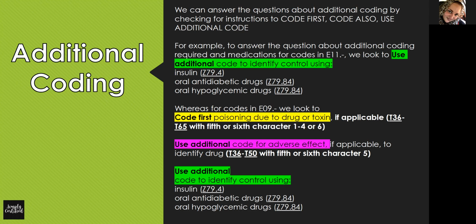For example, to answer the question about additional coding required in medications for codes in the E11 block, we look at this note. Use additional code to identify control using insulin and the oral anti-diabetics. Or like in category E09, we look at this note. Code for poisoning due to toxic drug or toxin. It tells us what to do and what other codes to put. Or we look to this note here, use additional code for adverse effect, if applicable, to identify the drug. I mean, you have to code them both together anyway, but there's your additional coding. The book tells us what to do all over the place.